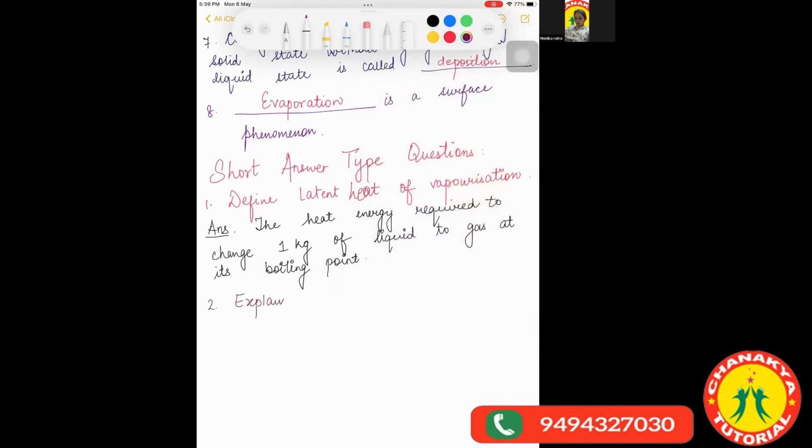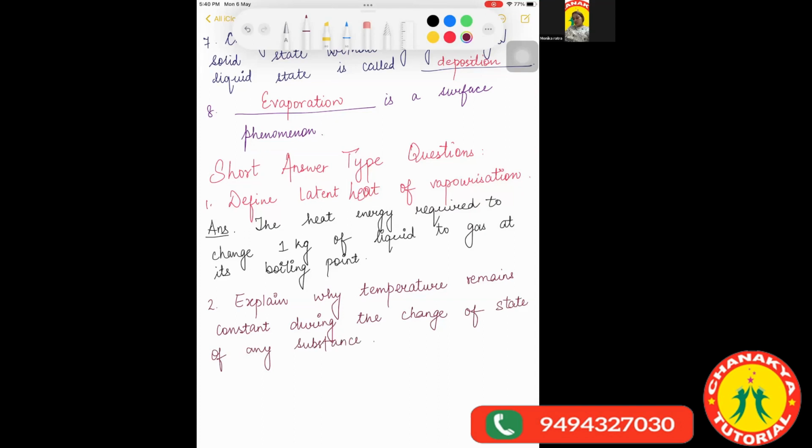Next question. Explain why temperature remains constant during the change of state of any substance. Yes, Rohit. What do you think of this question? Ma'am, so that the substance doesn't overheat. That's why the temperature is constant. Read the question carefully. Yes, ma'am.